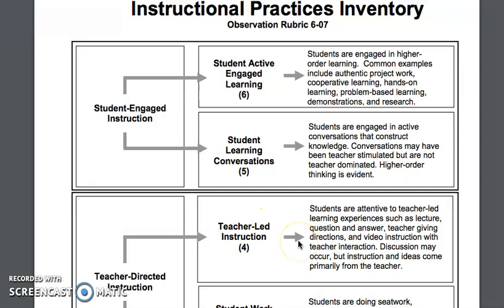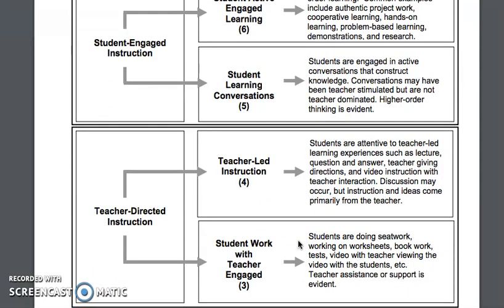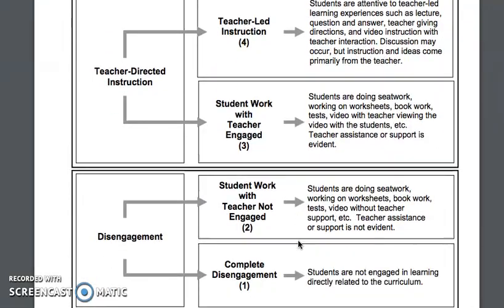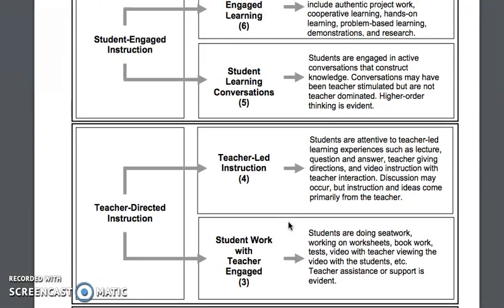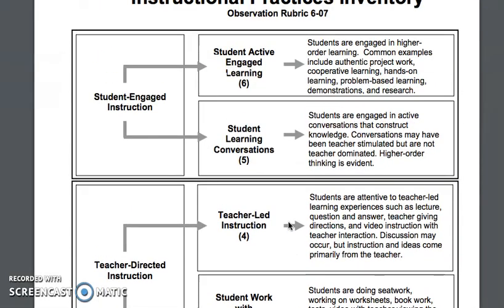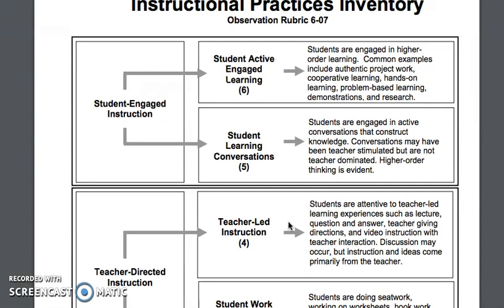It's more the description that goes with the number, of where engagement is at that point in time we're in the classroom. Complete disengagement is a 1, and this is students are not engaged in the learning at all. They could be on their phones, they could be having conversations not related, and it's the majority of the students in your room. We have student work with teacher not engaged, student work with teacher engaged, teacher-led instruction at a 4, student learning conversations, and active engaged learning at a 6.